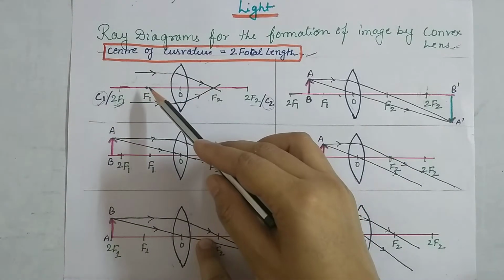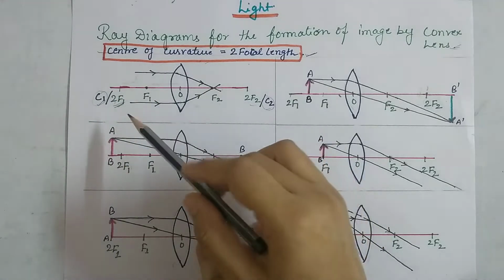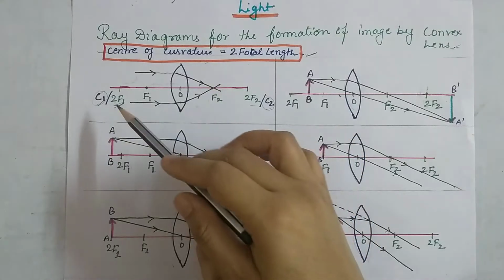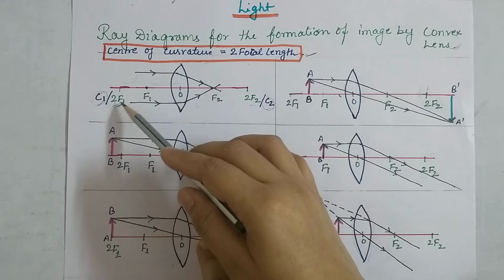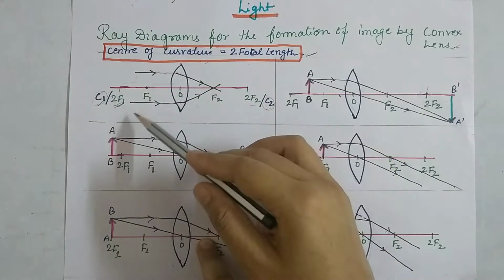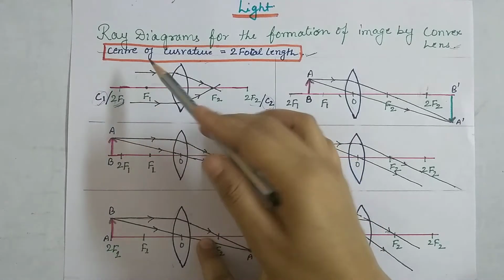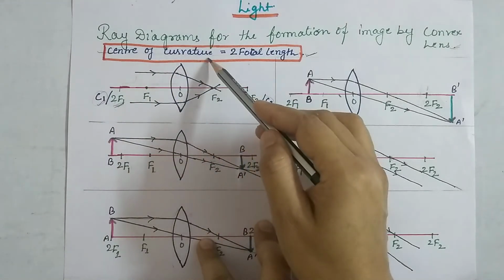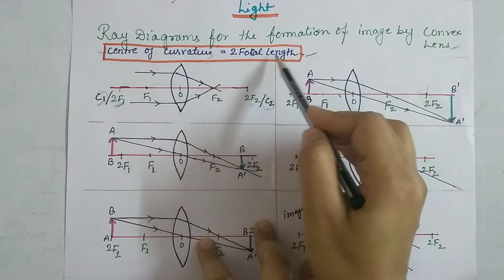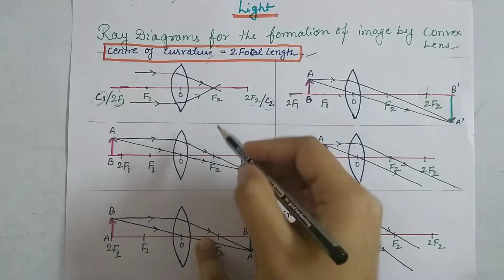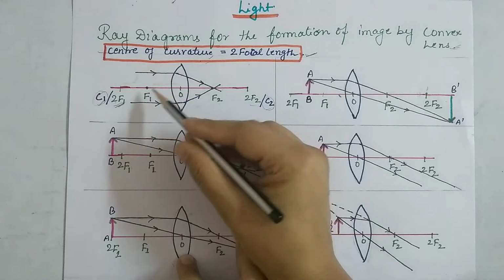We know that after f1, that focus, there is a center of curvature, but in many books you will see they put 2f1, double of the focal length, and 2f2 here. There is a relationship between the center of curvature and focal length: the center of curvature is double the focal length. And we know that focal length is the distance between the optical center and f1.